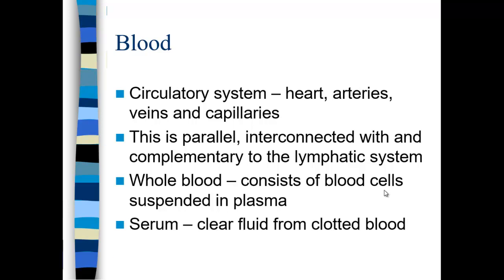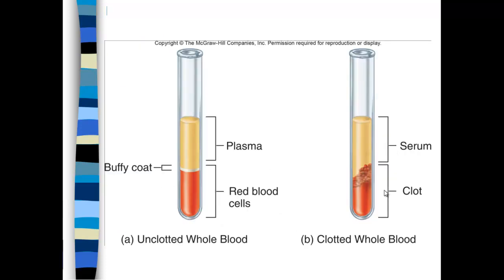And then quite frequently, you'll hear the term serum. And serum is not a physiological component. It's actually an artificial component that you see if you take a blood sample, you clot the cells, and then you retain the clear fluid. The clear fluid from clotted blood is called serum. Okay.